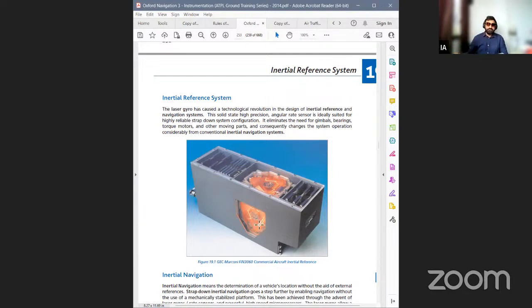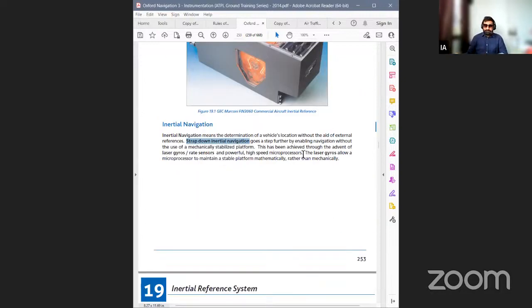We'll talk about it. When we say strap down inertial navigation, it means it is self-contained and you can just attach it to the aircraft and start using it. It's like a line replaceable unit. You can always take it and replace it and go. It is that easy to handle. It has computers, microprocessors.